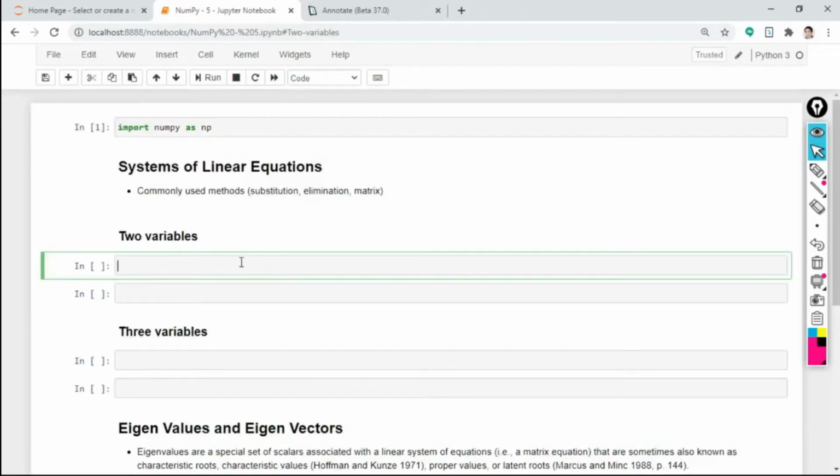I know you're familiar with solving systems of linear equations. For example, we have this set of equations. How about we have 2x minus y is equivalent to 4. Then we have 3x plus 2y is equivalent to 13. Our goal here is to find the solution for x and y.